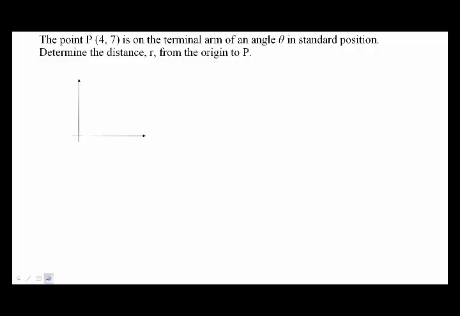So the point P, 4, 7, is on the terminal arm. Terminal arm is just the name we give to the line that we're about to draw. So 4, 7 will be somewhere up around about there. That's point P at 4, 7. We start from the origin. We draw our line through that point. That is our angle theta.